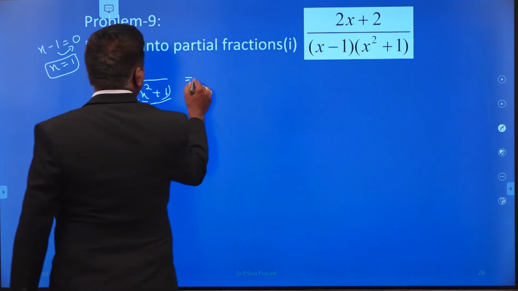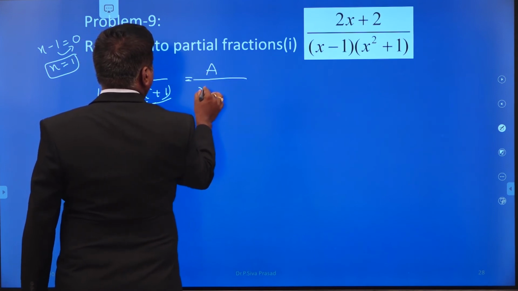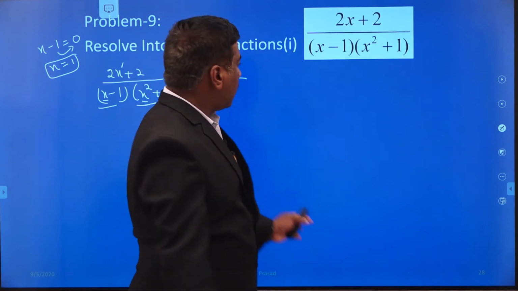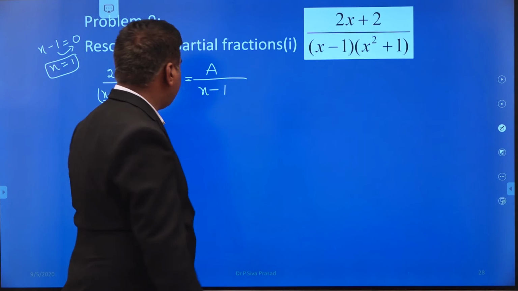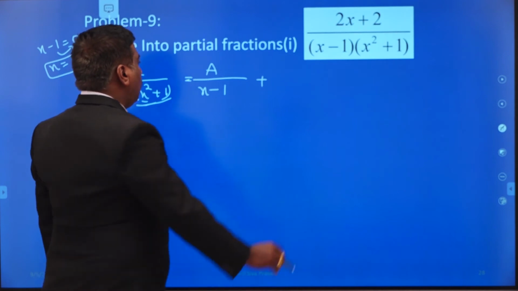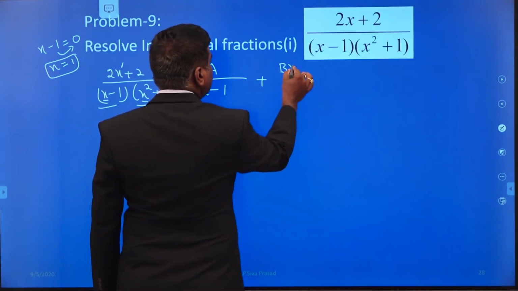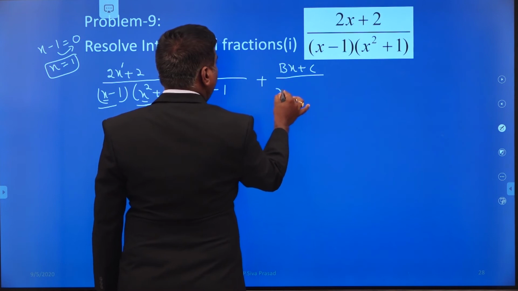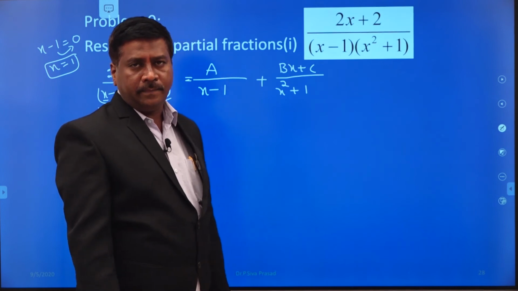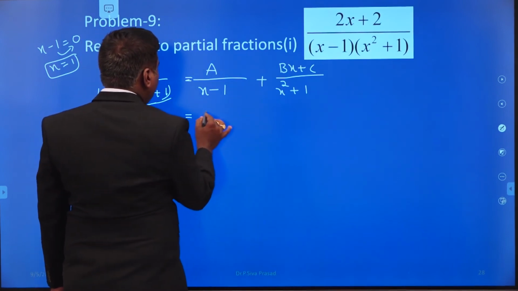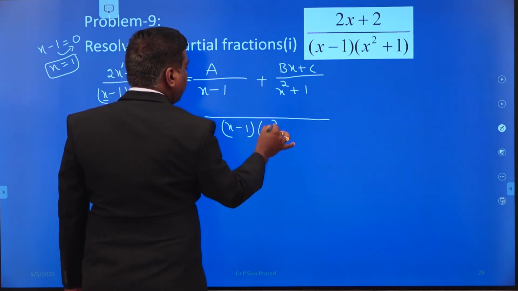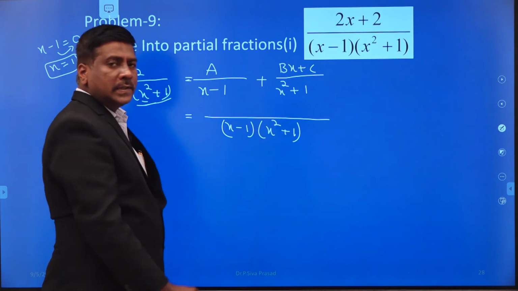This is equal to A by x minus 1, because that is the linear factor and also non-repeated. Therefore, consider the partial fraction like this: A by x minus 1 plus, for the quadratic factor, Bx plus C by x square plus 1. Now take the LCM here, that is x minus 1 into x square plus 1.